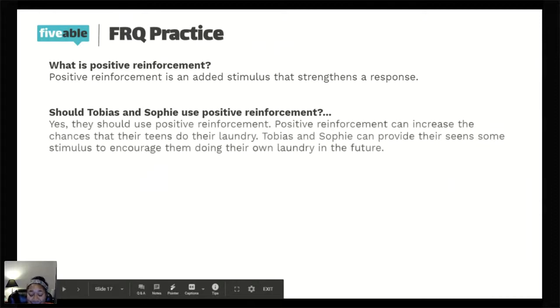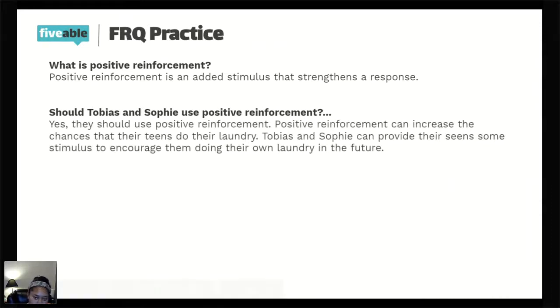Yes. They should use positive reinforcement. And the reason why is that positive reinforcement can increase the chances that their teens actually do their laundry. So Tobias and Sophie can provide their teens, that is a typo, can provide their teens some stimulus to encourage them to do laundry on their own in the future.